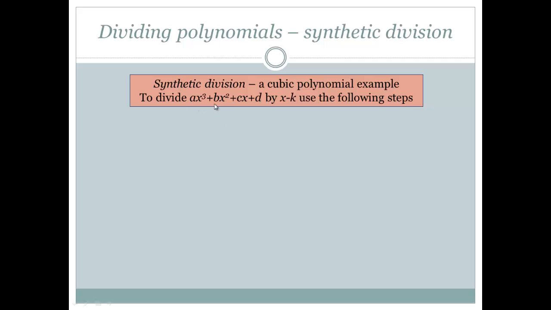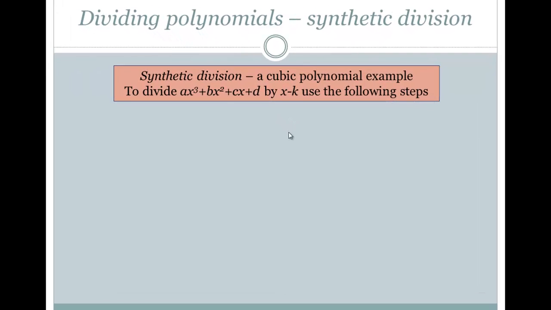ax cubed plus bx squared plus cx plus d, and we're going to divide by a factor of x minus k. And so here's how we set it up. We take the coefficients of the dividend. Here's the dividend. So the coefficients are a, b, c, and d in this particular case. And then we need to have the divisor in the form of x minus k. And then we take the k term and we put it over here.